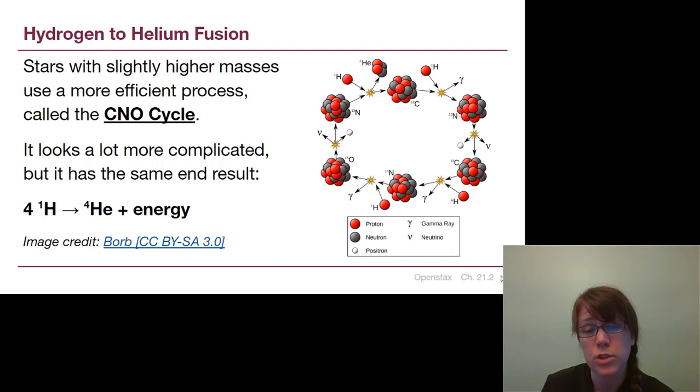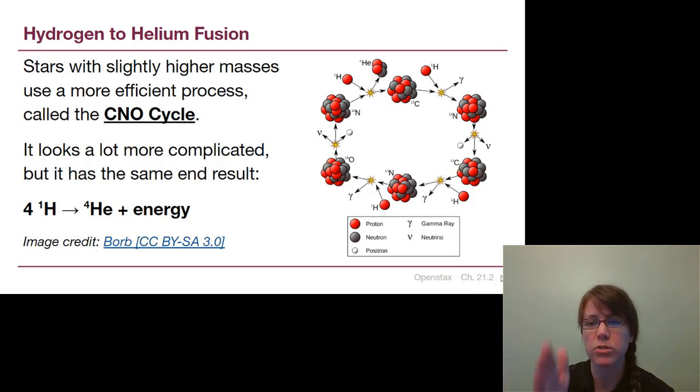But what we do need to recognize is that higher mass stars use this other process, and so we need to connect the idea of CNO cycle with high mass stars and the idea of proton-proton chain with lower mass stars. Both of them turn hydrogen into helium. That's also very important for us.